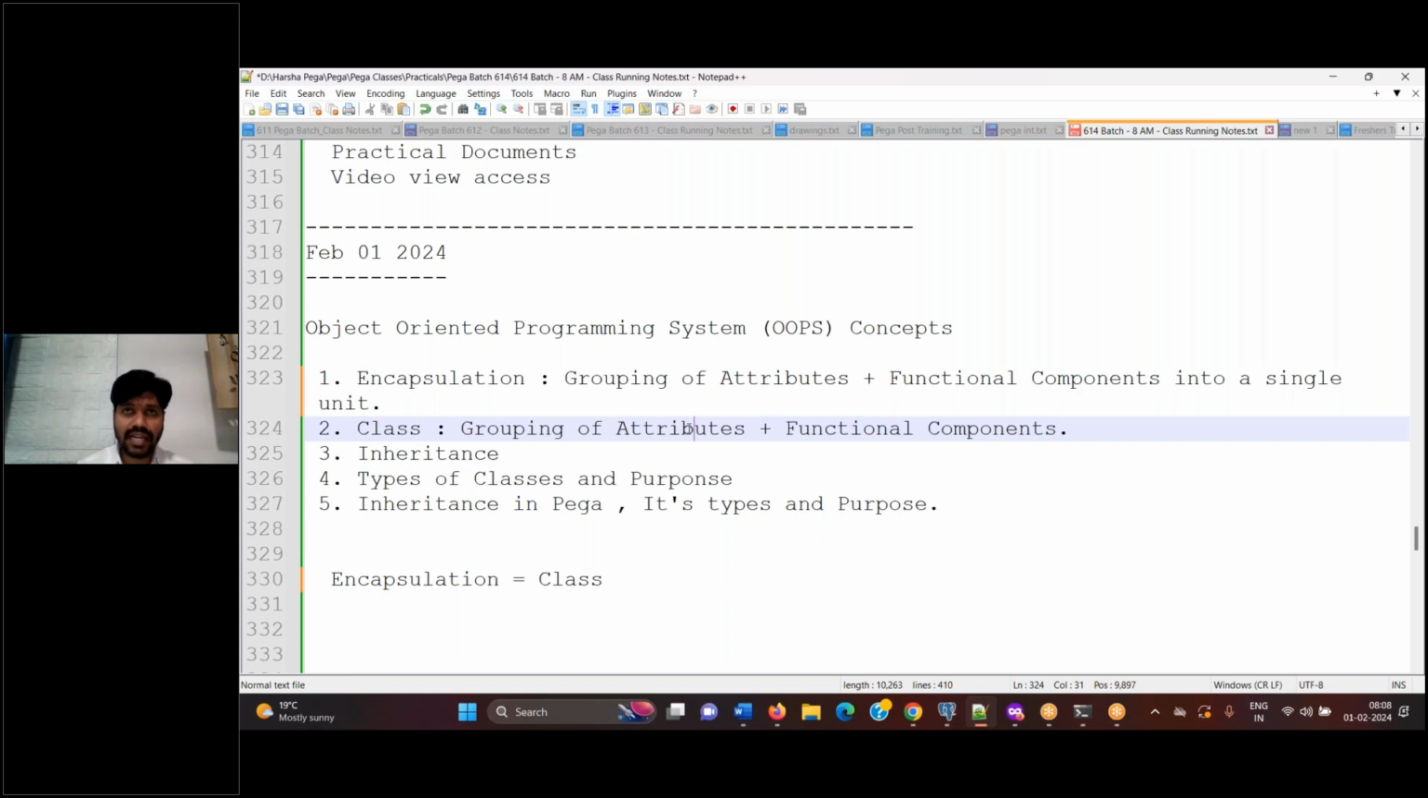If you take car as a class, example of class is car. Car will have functional components: engine, petrol tank, steering, gearbox. All these are functional components. These are everything enclosed inside a roof, which you're calling a car. Okay. And what are the attributes?